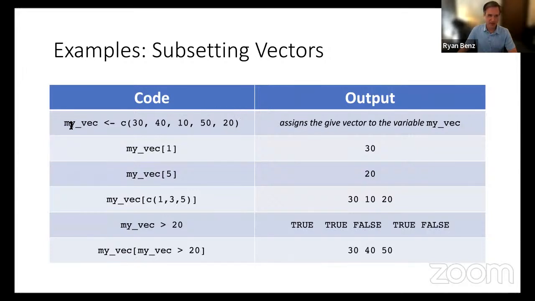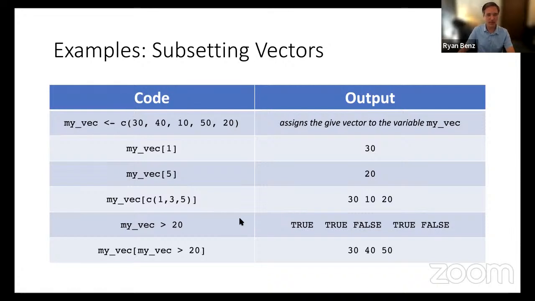Lots of repeats here. We know how to make a vector and assign it to a variable. If we want to just get the first value of a vector, we use these square brackets and the number 1, and that gives us the first element, 30. If we want to get the 5th element, we just put the 5 in there, and that gives us 20. We can also take a vector, use the square brackets, and put another vector inside of that. This tells us to get the first, third, and 5th element, so that we get 30, 10, and 20 out.